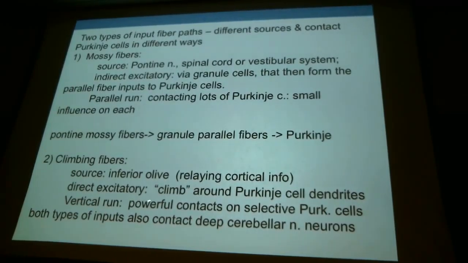The climbing fibers: the source is the inferior olive, relaying cortical info. It's a direct excitatory input. They literally climb around those Purkinje cell dendrites and run in a vertical dimension and make this very powerful contact. Both of these also make excitatory inputs to the deep cerebellar nuclei.